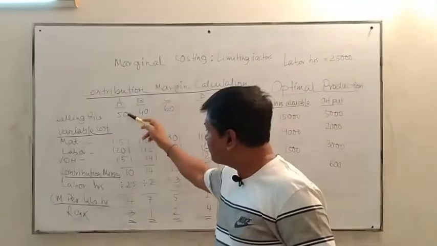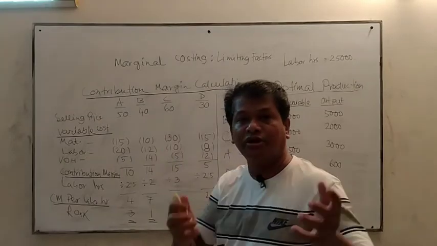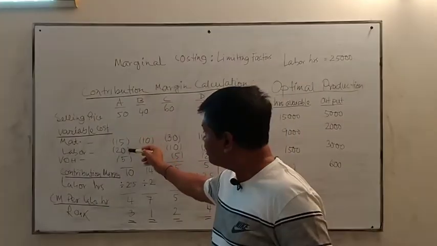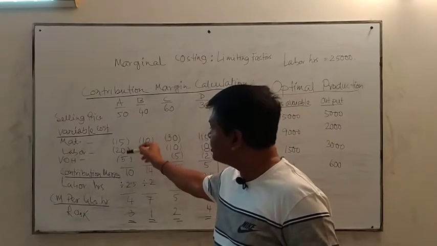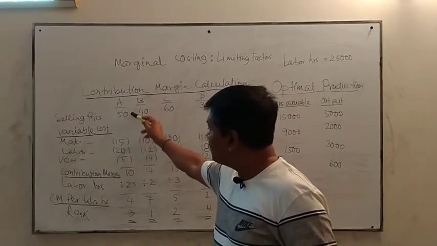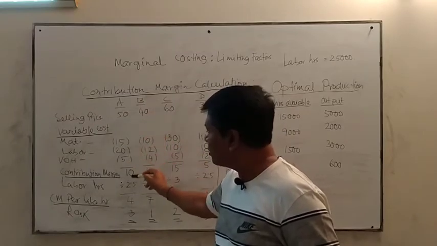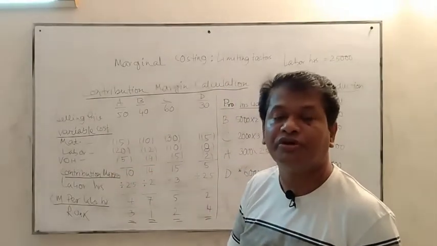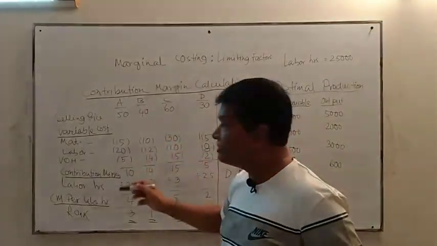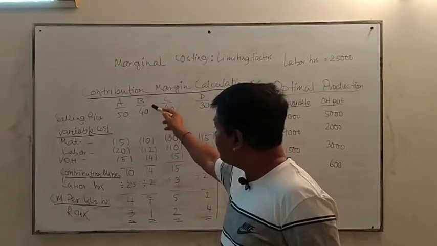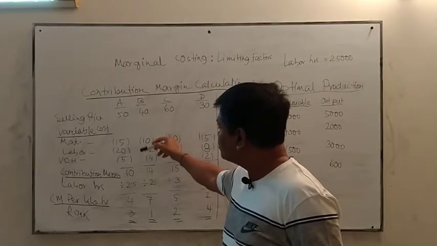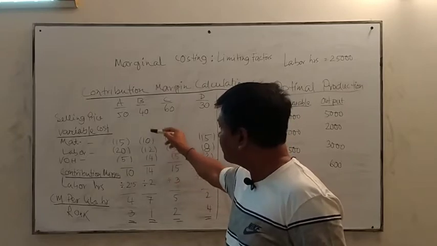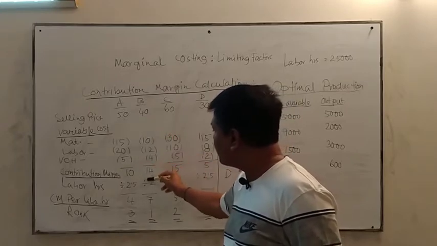So sales minus variable cost gives you the contribution margin per unit. Here you see 15 plus 20, 35 plus 5, that is 40. 50 minus 40, then $10 is the contribution margin per unit for A. Similarly for B, the $40 is to be subtracted by $26, that is the variable cost, and we get 14.